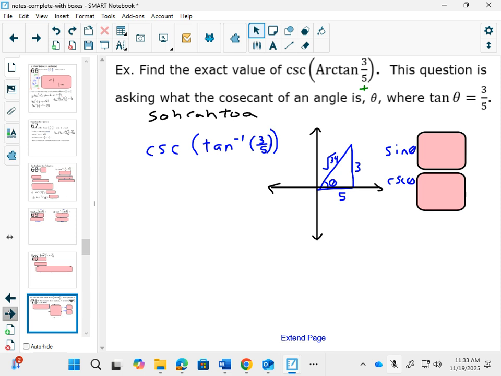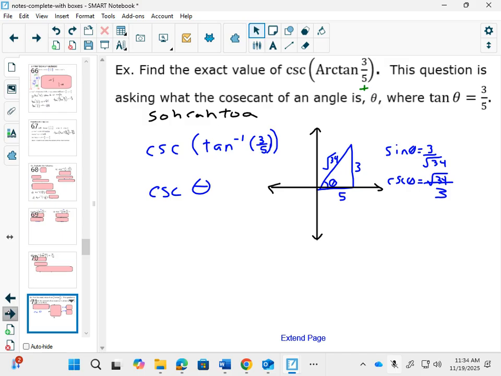So then here, in this triangle, I am now wanting to find cosecant of theta. And if you've got the triangle drawn, see how easy it is to label that sine of theta is opposite over hypotenuse. And therefore cosecant of theta would be root 34 over 3. So when we get to ones that are involving multiple trig functions, drawing the triangle in the right quadrant is going to be super helpful.